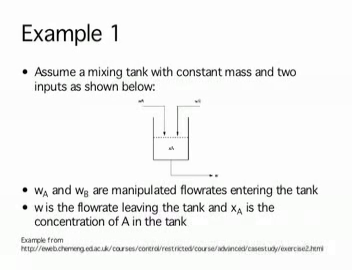One example to look at using the RGA to explain the relationship between inputs and outputs can be seen here. Assume we have a mixing tank with a constant mass with two inputs, WA and WB, where WA and WB are the flow rates entering the tank to be manipulated. W is the flow rate exiting the tank, where XA can be taken to be the concentration in the tank.